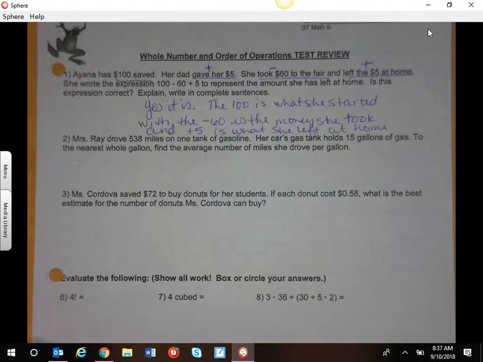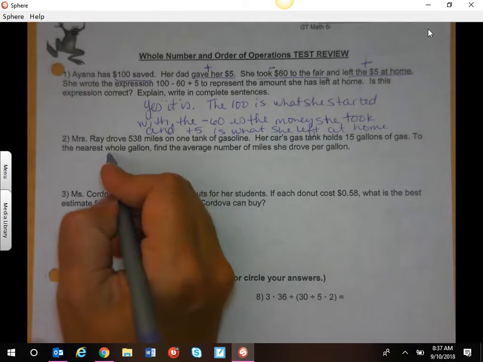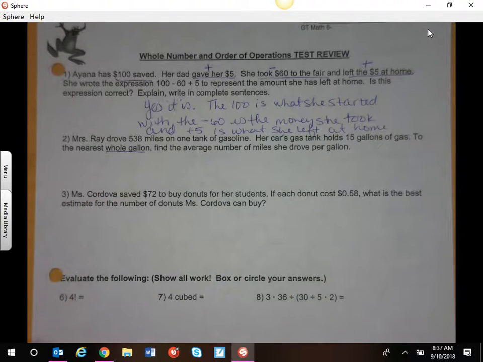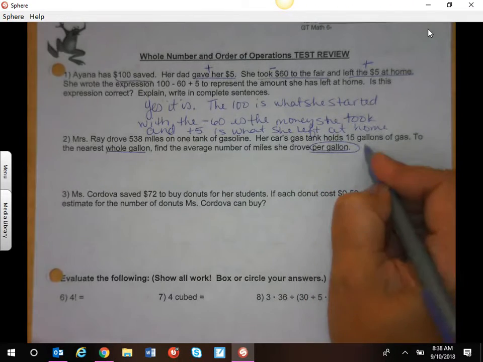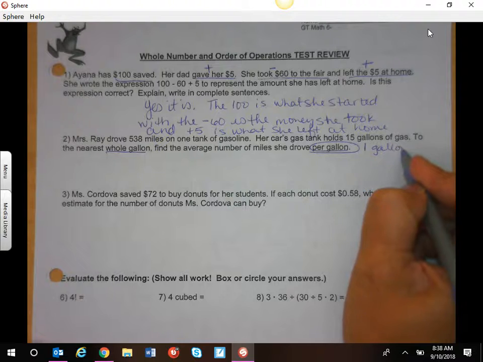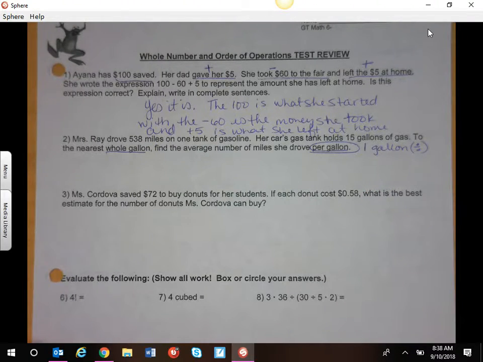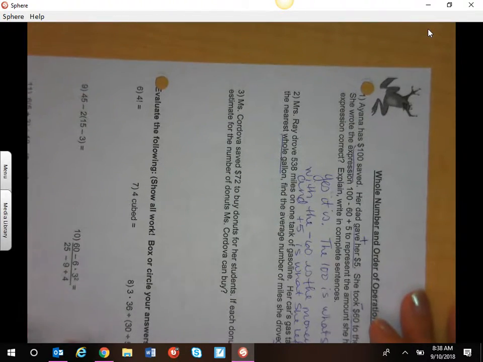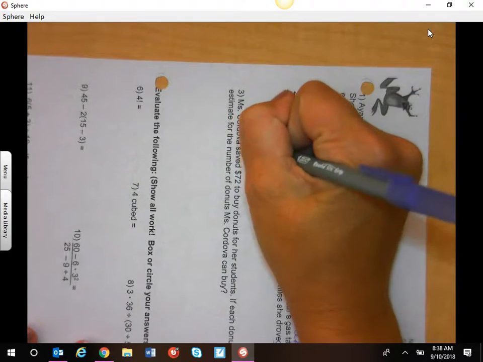Mrs. Ray drove 538 miles on 1 tank of gas. It holds 15 gallons. To the nearest whole gallon, so you're going to have to round possibly, find the average number of miles she drove per gallon. Per gallon means on 1 gallon, and when we see that word per, that means we're going to have to do some division. If you don't have enough space, you may want to turn your paper sideways so you have a little more room.